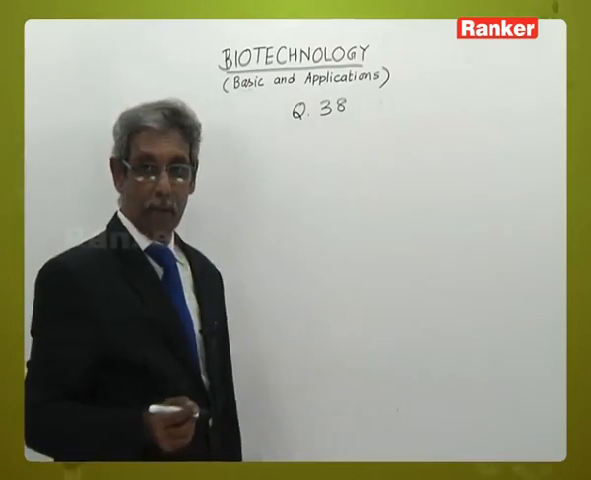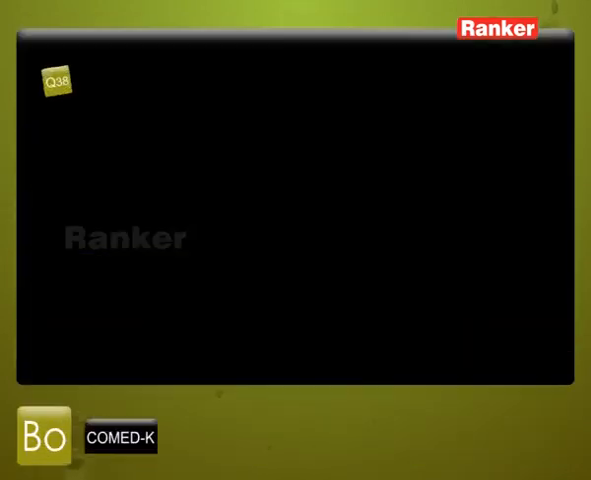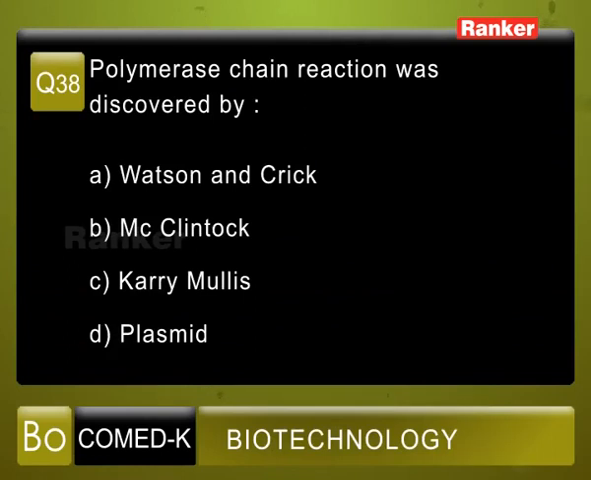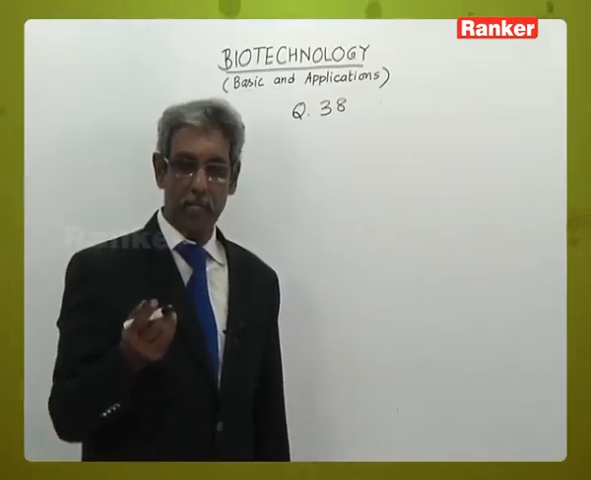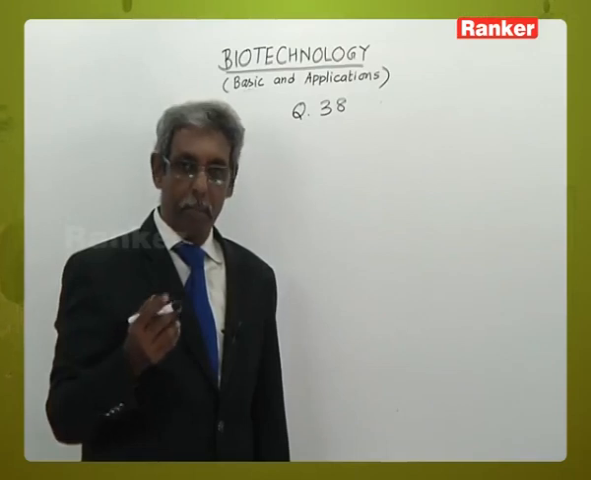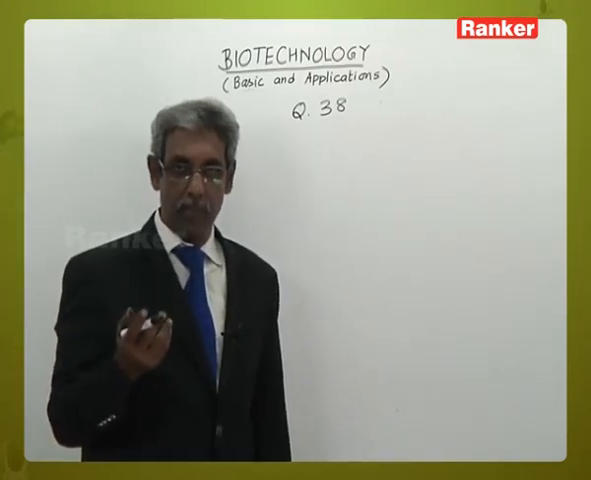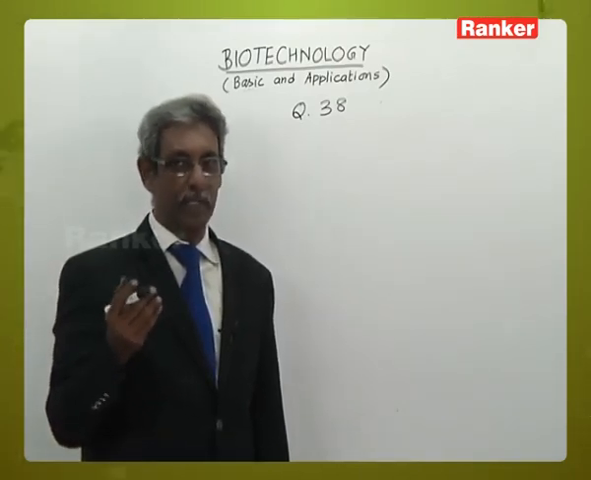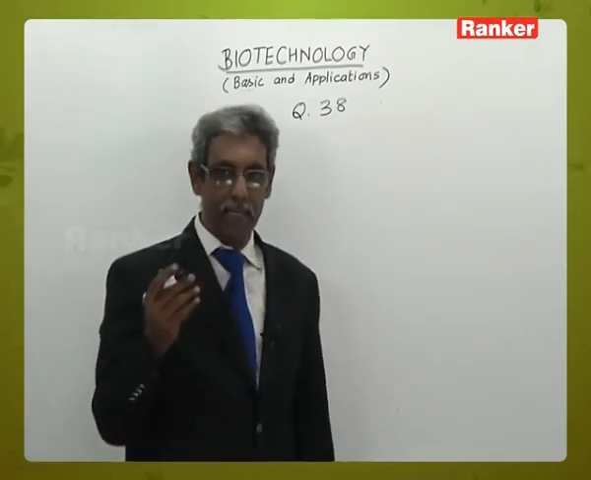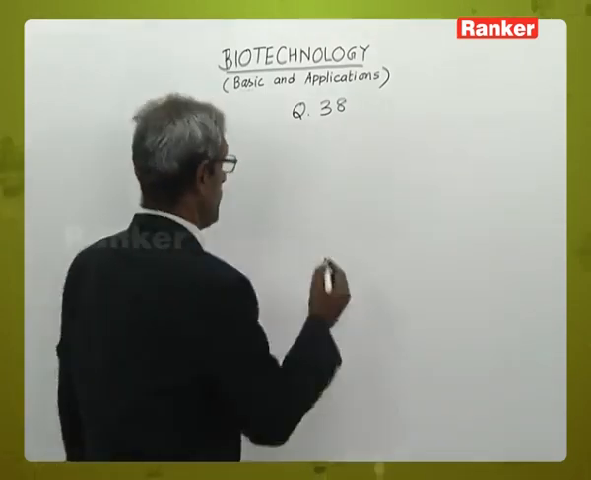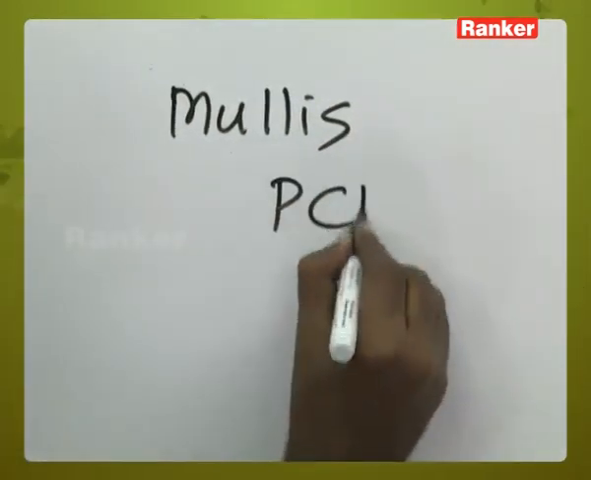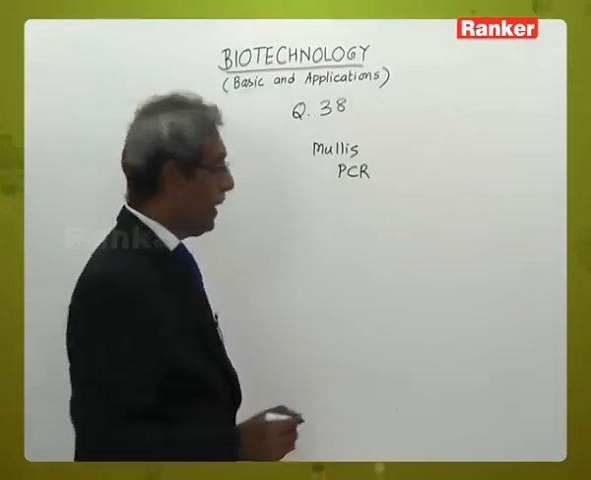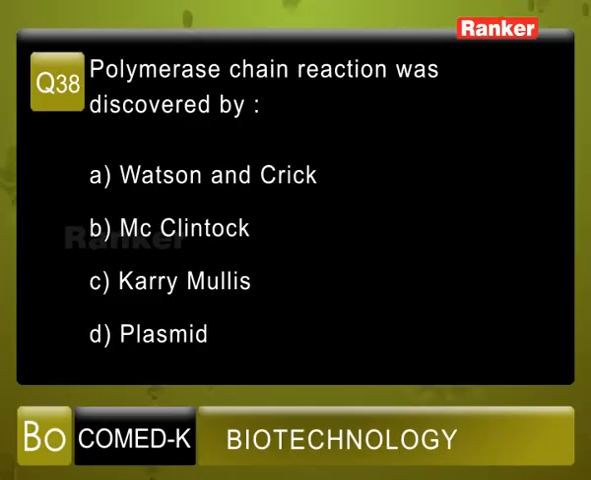Question number 38. Polymerase chain reaction was discovered by, choices: Watson and Crick, McClintock, Kary Mullis, as well as a plasmid. Watson and Crick are responsible for elucidation of the double helical model of the DNA. Barbara McClintock is associated with transposable elements or mobile genetic elements. Kary Mullis is associated with the polymerase chain reaction. So, Mullis and PCR are associated together. Hence, the answer is C.